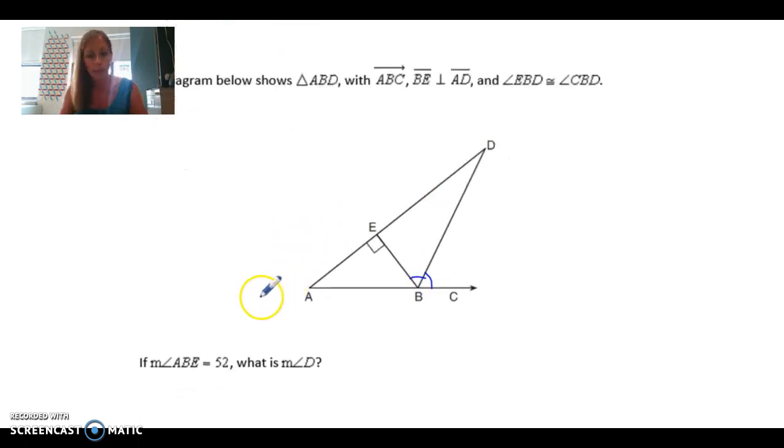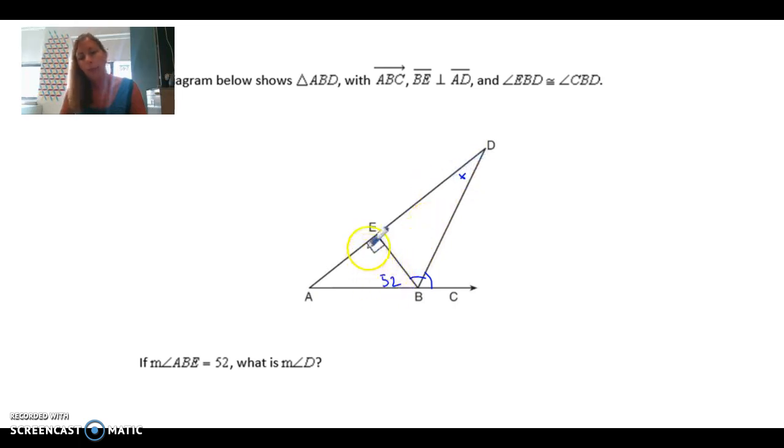And let's see, what do they want us to do? The measure of angle ABE is 52 degrees. What's the measure of angle D? So this is what I'm looking for. I'm going to call that x.